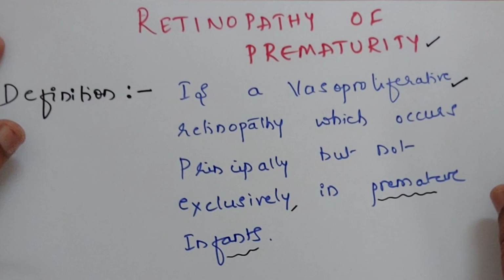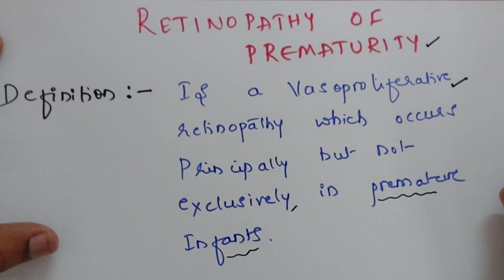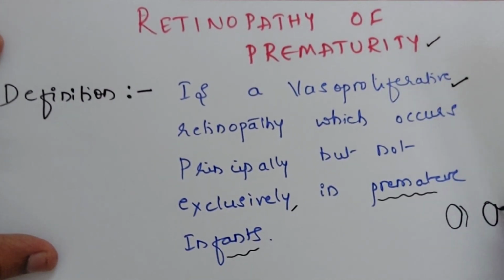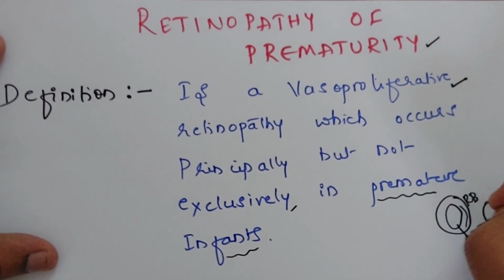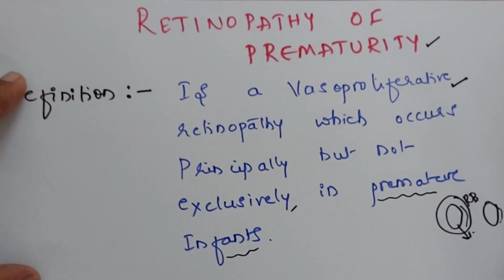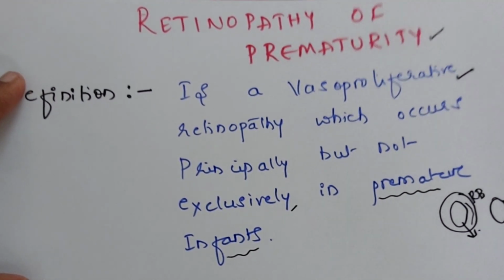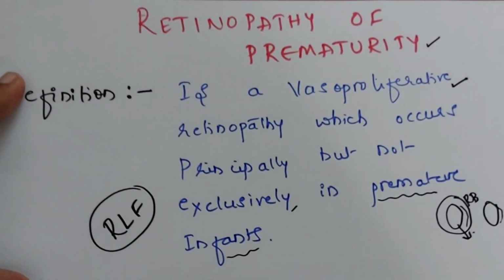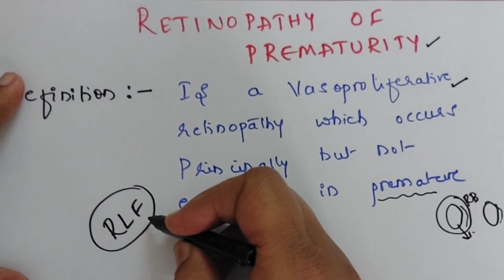ROP was first described by Dr. Terry, who was both a pathologist and an ophthalmologist, in 1942. He observed that in a 6-month-old baby there was a greyish white vascular membrane behind the lens in both eyes. So he thought it could be retinoblastoma. He enucleated one eye and histopathological examination showed that the retina was incorporated in fibrous tissue behind the lens. So it was called retrolental fibroplasia. This was the name given earlier for ROP.